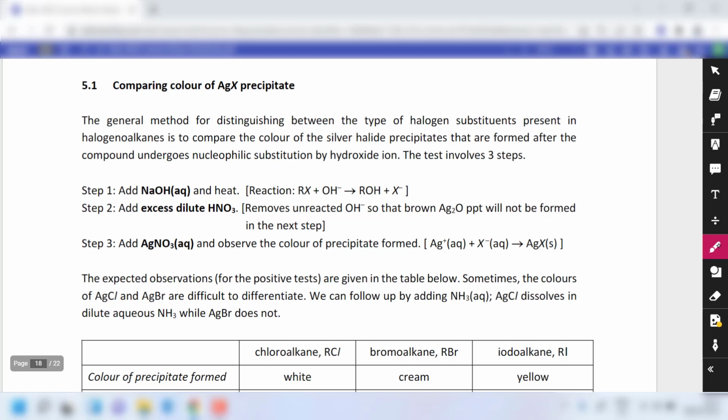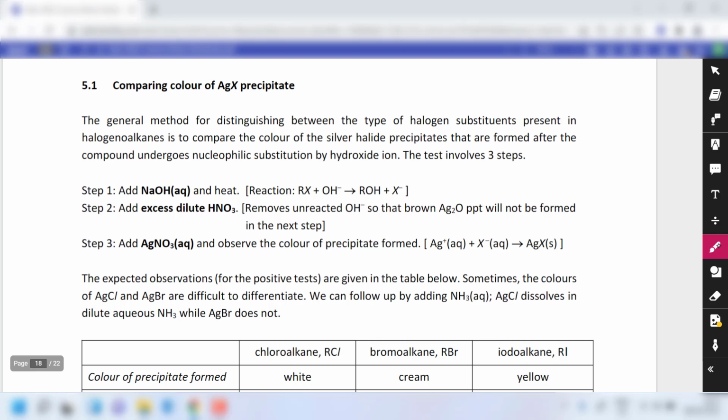A general method of distinguishing between the different types of halogen present is to look at the color of the precipitate which precipitates out from the solution when you add silver nitrate. First of all, we need to recognize that the halogen is sigma bonded to the sp3 hybridized carbon in the halogen derivative. That is very important.